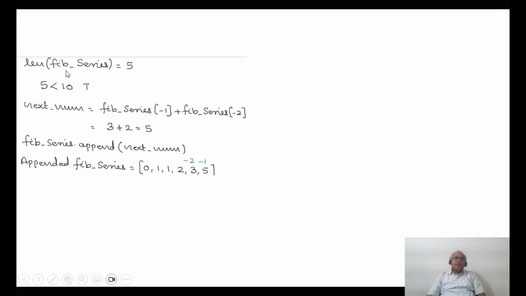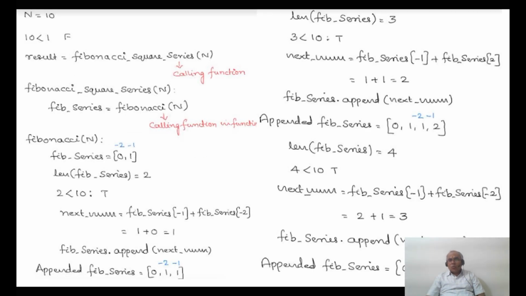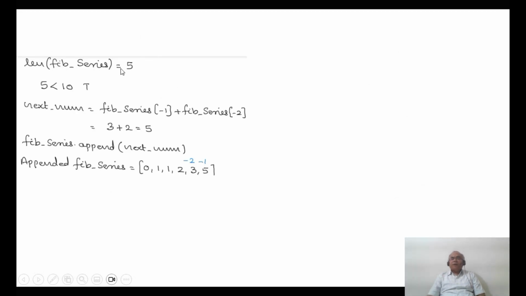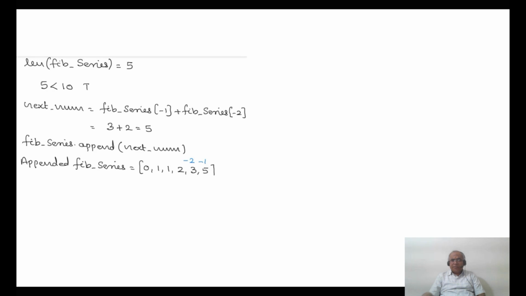Now I want to go for the next one. What is the next one? The length of the series. Now here how much do we have? 0, 1, 1, 2 and 3. How many numbers do you have? 1, 2, 3, 4, 5. So now the length of the series is 5. Is 5 less than 10? Condition is true. What is the next number? Series -1 plus series -2. What is -1 here? The -1 is 3 and -2 is 2. So 3 plus 2 becomes 5.